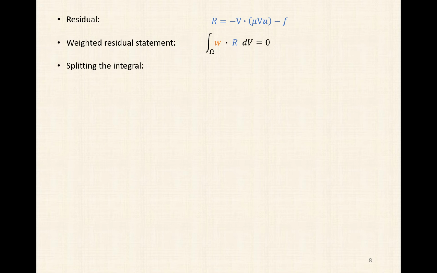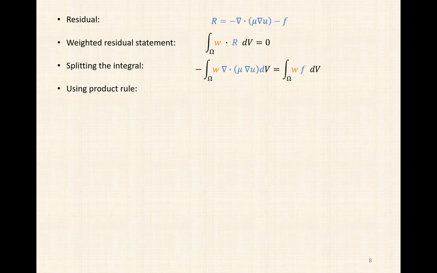Okay. Now again, our procedure is the same. We start with the residual of the PDE and we write the weighted residual statement, which is the weight function multiplied by the residual, integrated over the whole domain, and it should be equal to 0. Okay, so then we substitute the residual and we split the integral. We have one term on the left hand side and another term on the right hand side.